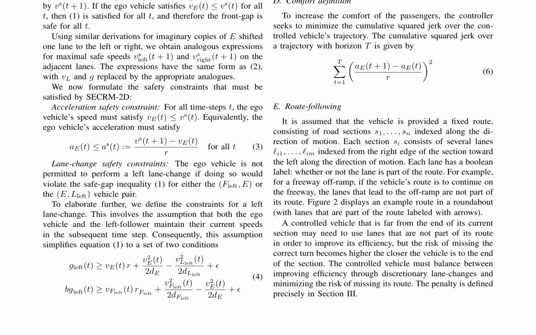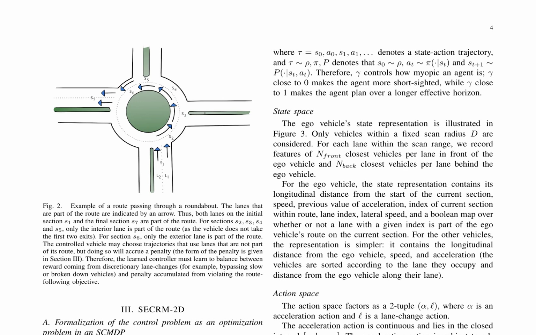The action space consists of a two-tuple, (alpha, L), where alpha is an acceleration action and L is a lane change action. The acceleration action is continuous and subject to state-wise constraints, while the lane change action is discrete and subject to constraints that prevent unsafe changes. The reward function is a weighted sum of four terms: efficiency, comfort, route following, and safety.